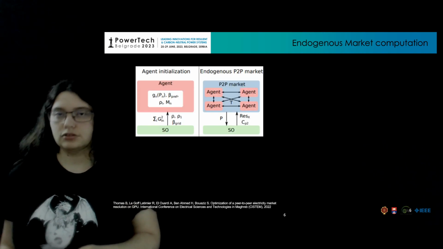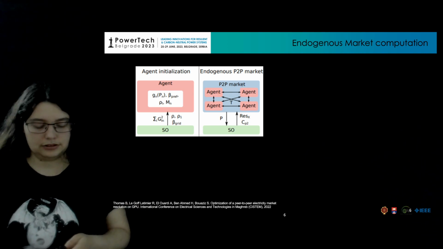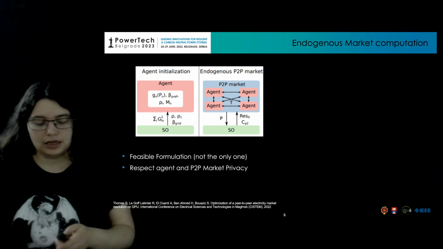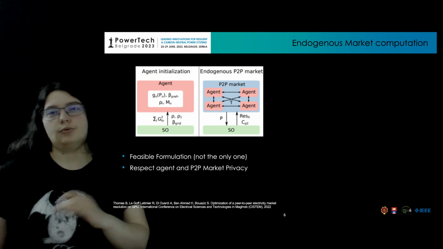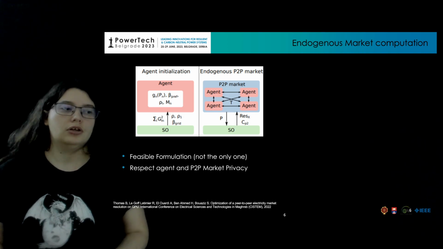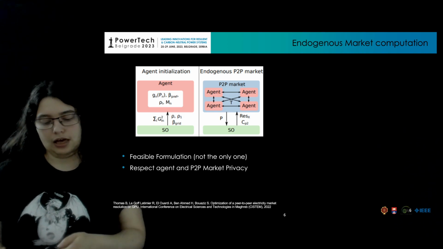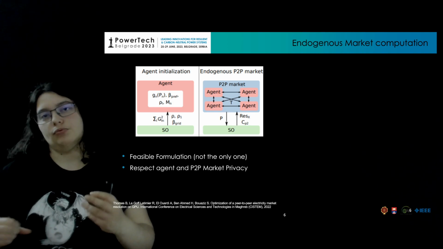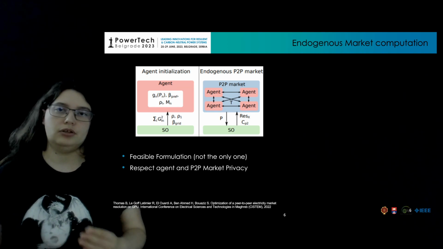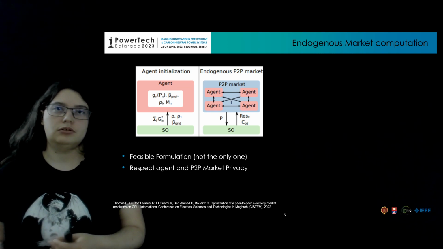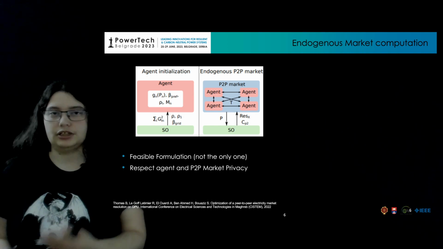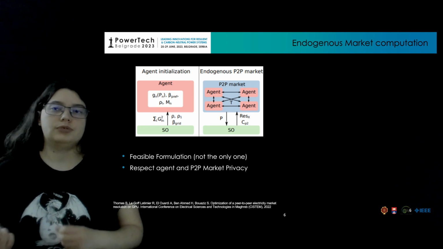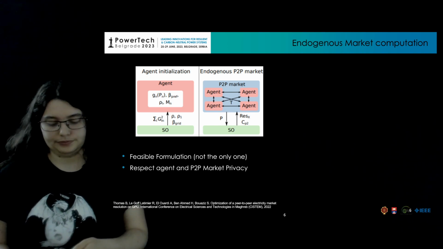Here is how we can make that work in real life. It's one possible formulation, but it's not the only one. At the initialization, the system operator sends some information to the agents to help them converge. And during the computation, the peer-to-peer market only sends the power, and the system operator sends the residual to show if it has converged, and the price. This formulation has the advantage of respecting agent and peer-to-peer market privacy.